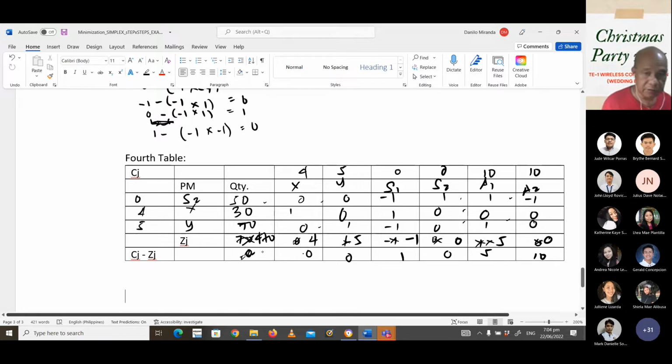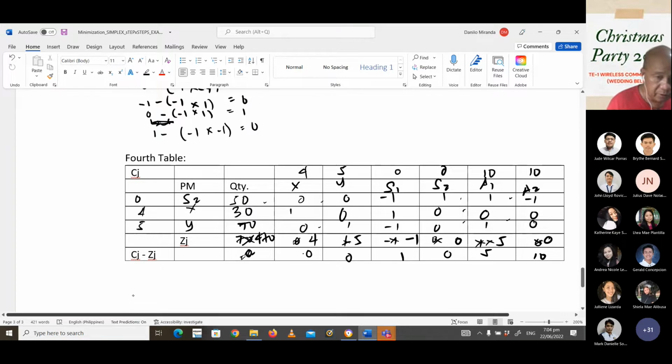So in this case, we could stop here because 0, 0 na yung ating X and Y. Okay. Kaya hindi tayo tumigil kanina sa third table because marami pang S1, S2, A1, A2 na malalaki ang value. Dapat hangga't maaari ma-eliminate natin, or even a fraction or negative value.